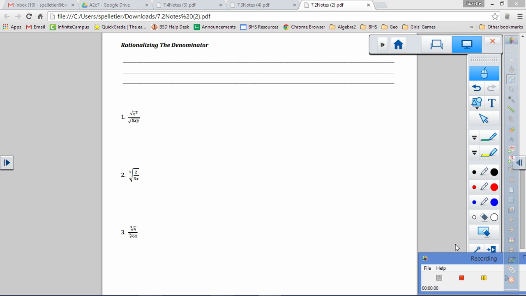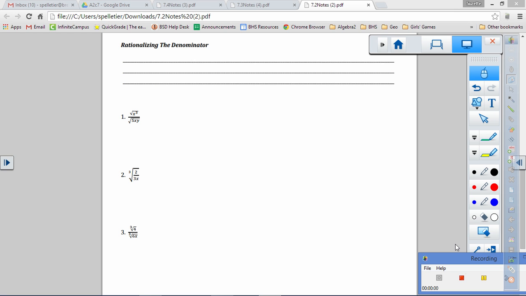Okay, this video is still part of section 7.2. This is the part where we're going to talk about rationalizing the denominator. So we've talked a lot about rationalizing the denominator and the fact that we can't have a root in the denominator, and what do you do to get rid of that root in the denominator. So we're going to review that concept because we've only talked about it in the cases of square roots.